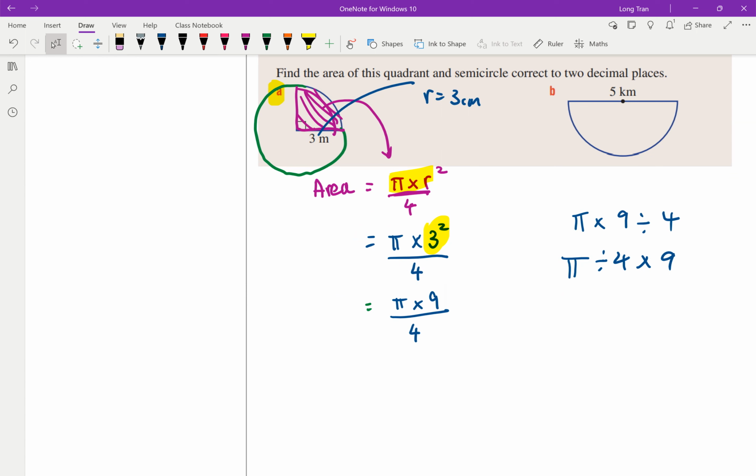7.07. All right, let's see. I've got pi times 9 divided by 4, and that is 7.068583. Rounding to 2 decimal places is 7.07. And what am I missing? Squared meters. Very good. There you go.